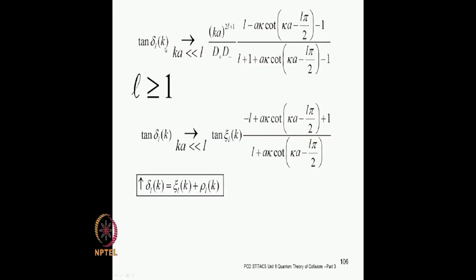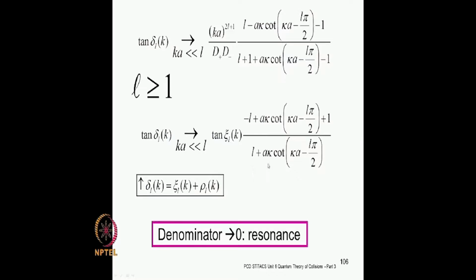and we expressed this phase shift as a sum of two parts, one corresponding to the impenetrable hard sphere component, and the other is the one which would contain all the physics, all the dynamics which is coming from the actual scattering potential that we are dealing with. And you could write the phase shift as a sum of these two parts, and notice that when this denominator goes to 0, we would hit a resonance. So that is the resonance condition.